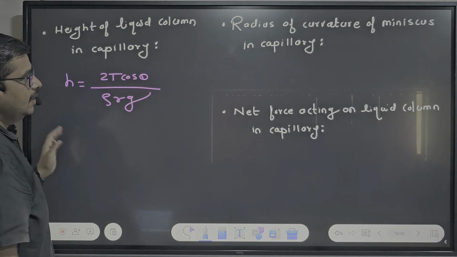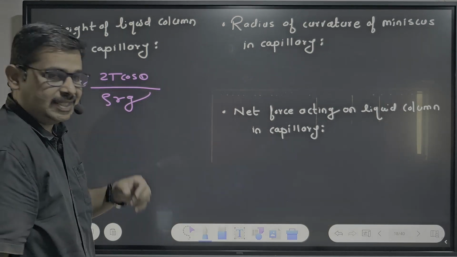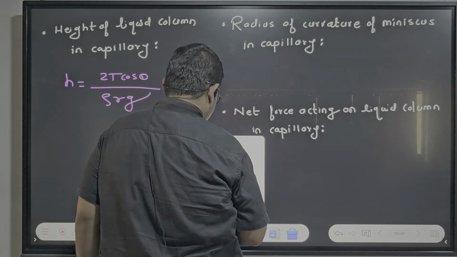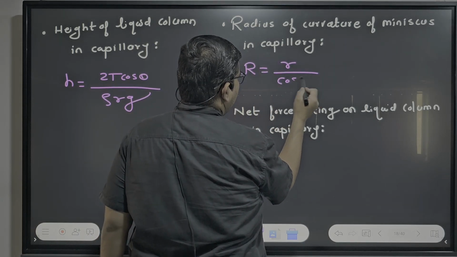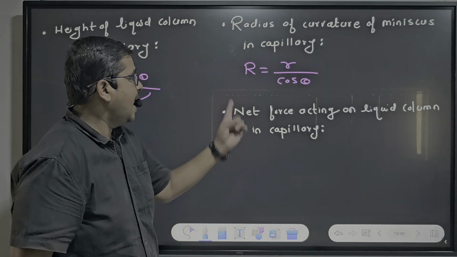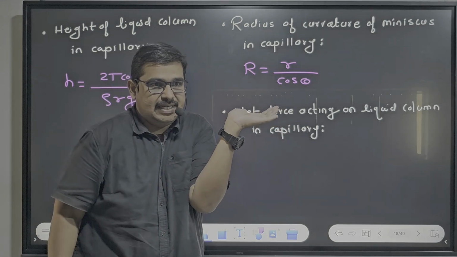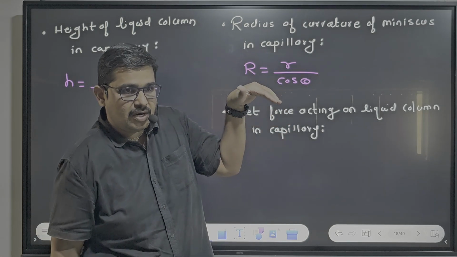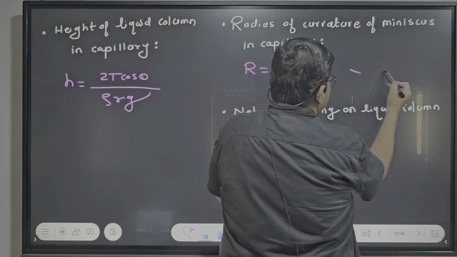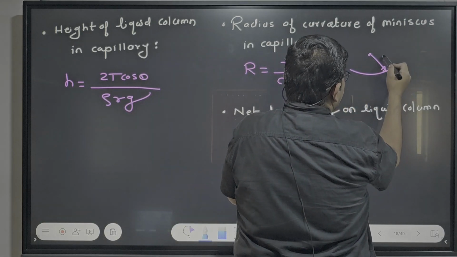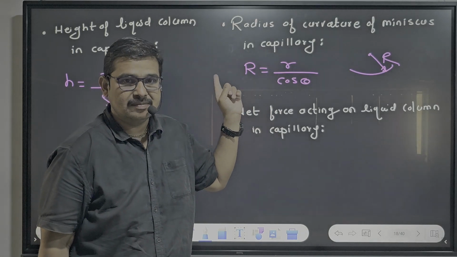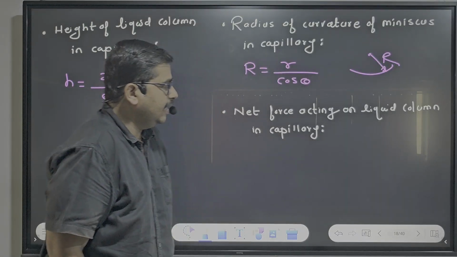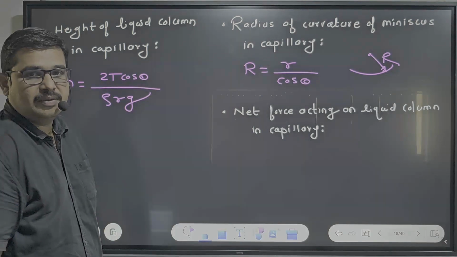Okay. The next, radius of curvature of meniscus. What is the formula? That is R is equal to small r upon cos theta, where R is the radius of the meniscus, whether it is a concave meniscus or a convex meniscus, that is capital R, and small r is the radius of the capillary. Clear?